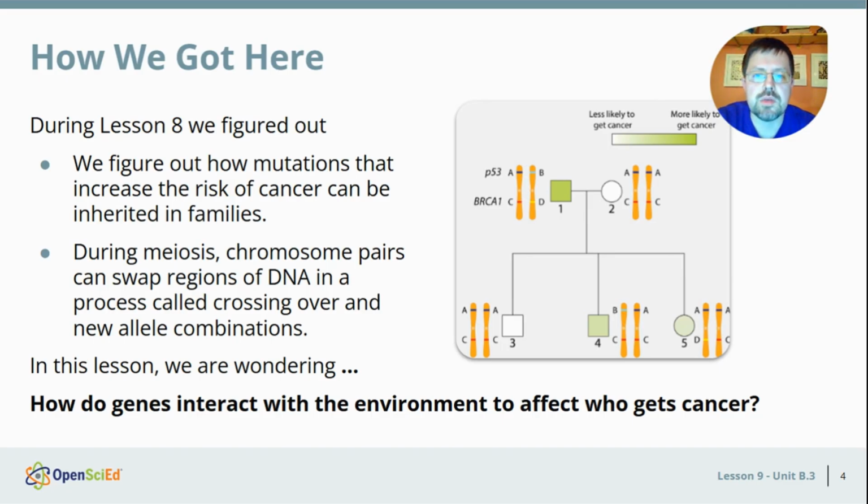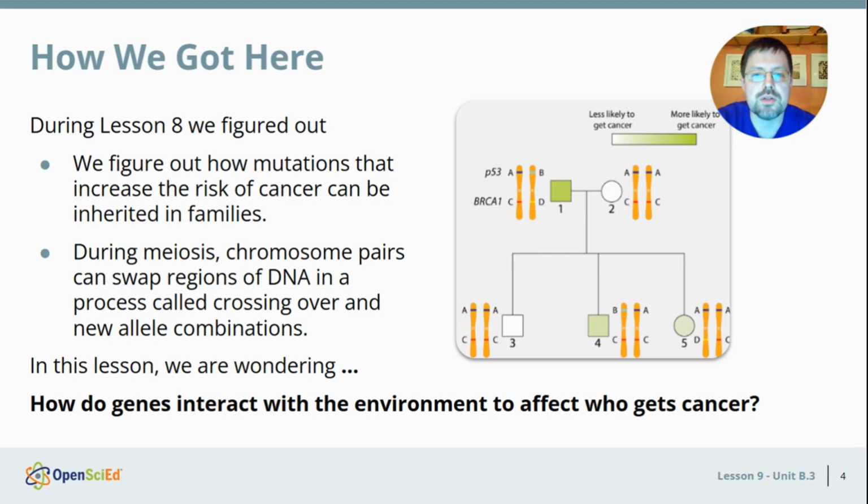In Lesson 8, we looked at inherited risk factors for cancer. We figured out how mutations that increase the risk of cancer can be inherited in families. During meiosis, chromosome pairs can swap regions of DNA in a process called crossing over, and new allele combinations can form, like seen in the pedigree to the right.